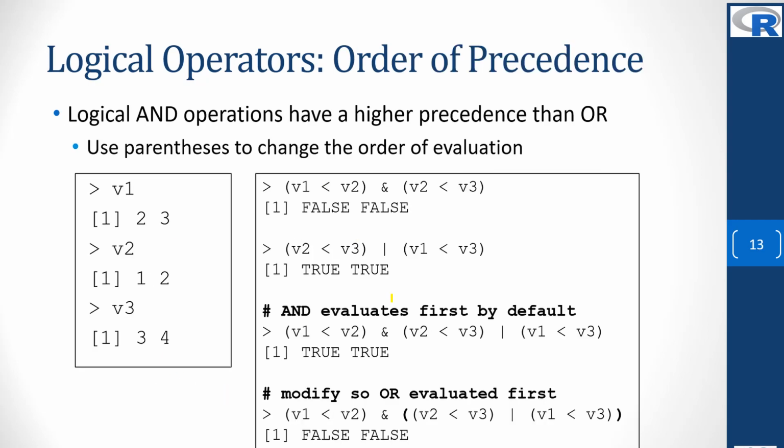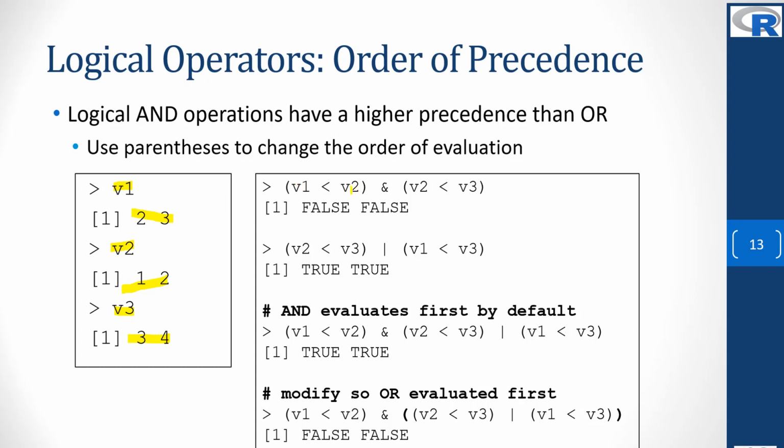Between the logical AND and logical OR operation, there is an order of precedence, and so you have to take that into consideration. So a simple example here, we've got a vector v1 that has values 2 and 3, a vector v2 that has values 1 and 2, and a vector v3 has values 3 and 4. So let's look at a simple long logical AND operation first.